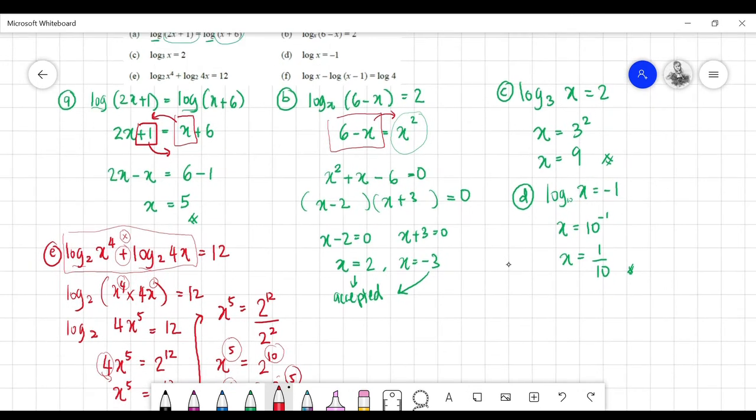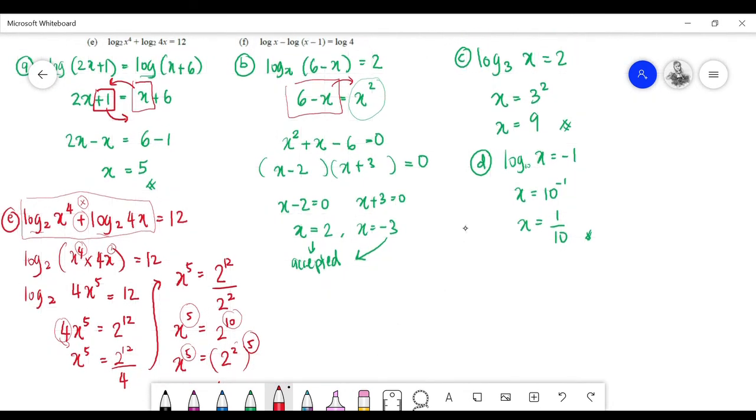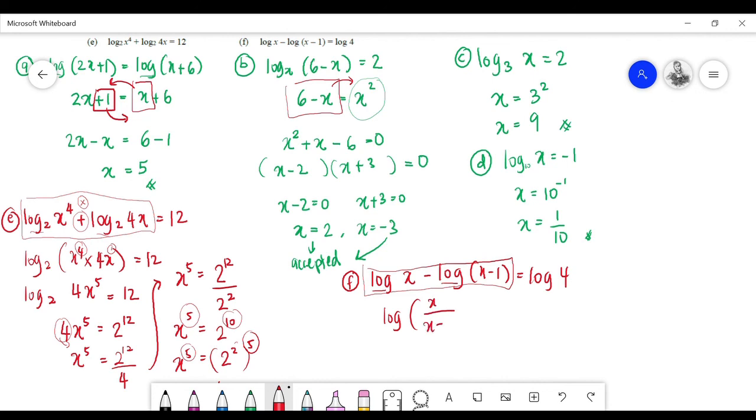Okay, so how about the last one, F? So F I write down here. Okay, so you have log x here. Oh, sorry. I thought this one is the base. Minus log of x minus 1 equal to log 4. Okay, now this one we combine first because it has the same base. So log of x, with subtraction it needs to be division, over x minus 1, equal to log 4.